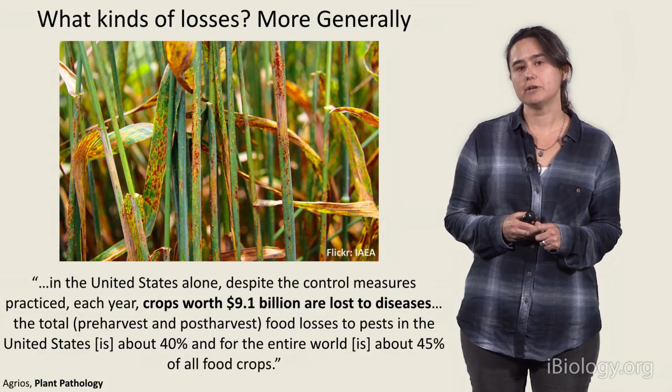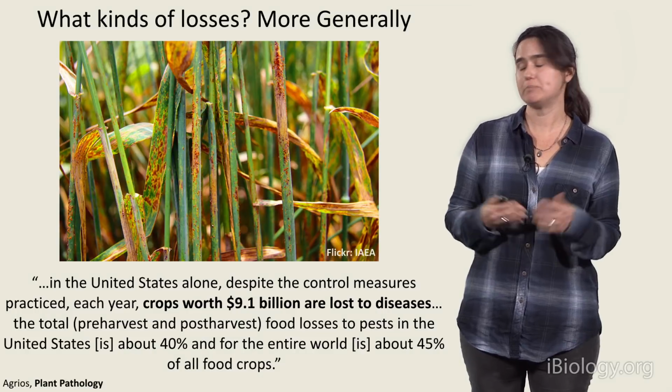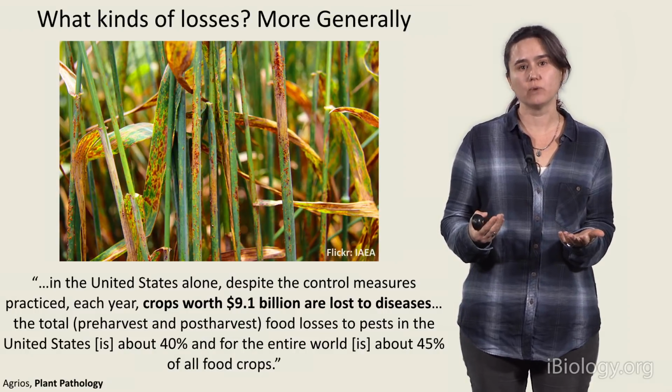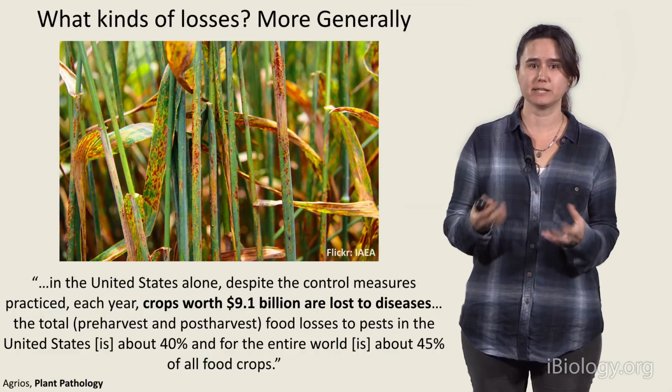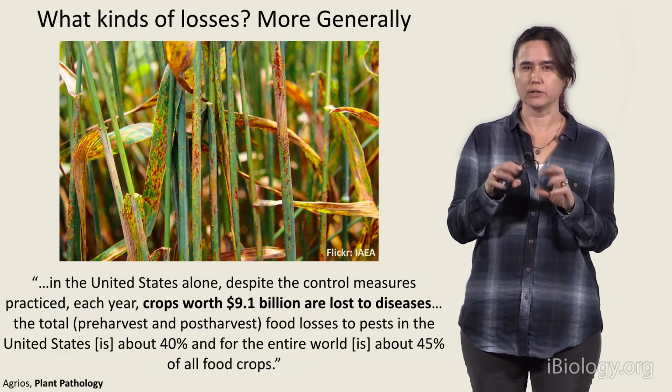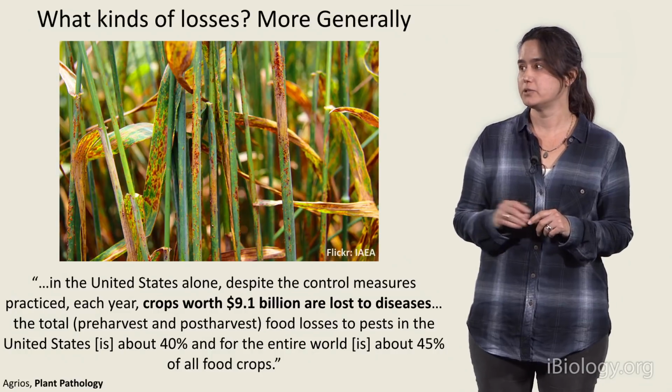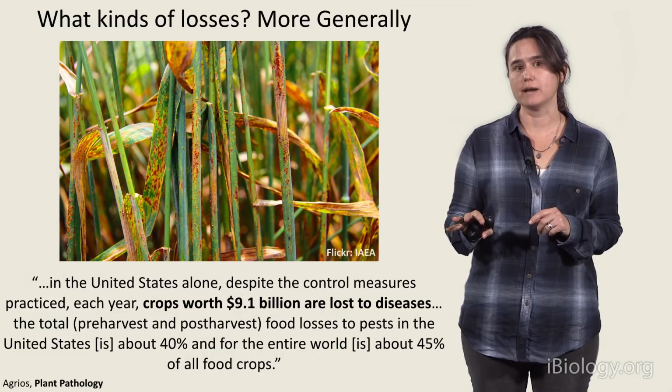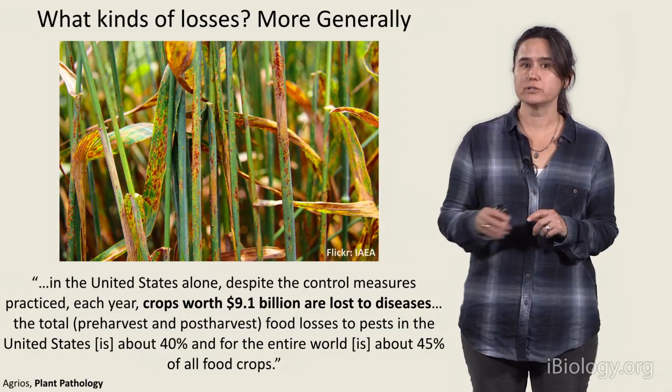What you're looking at is an image of wheat plants that are infected by a rust fungus. And it's called a rust fungus because it looks like rust. It has these very orange, rusty-looking pustules on the crop. So this wheat is no longer edible. And I think the quote illustrates very nicely.